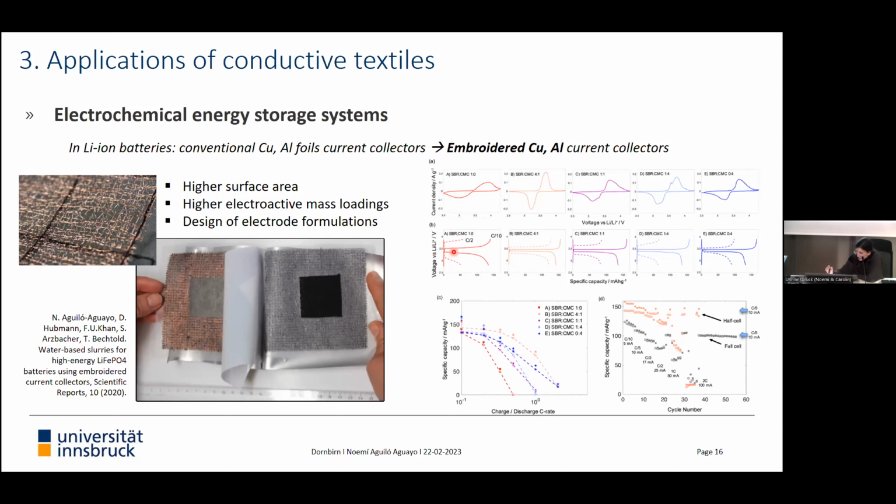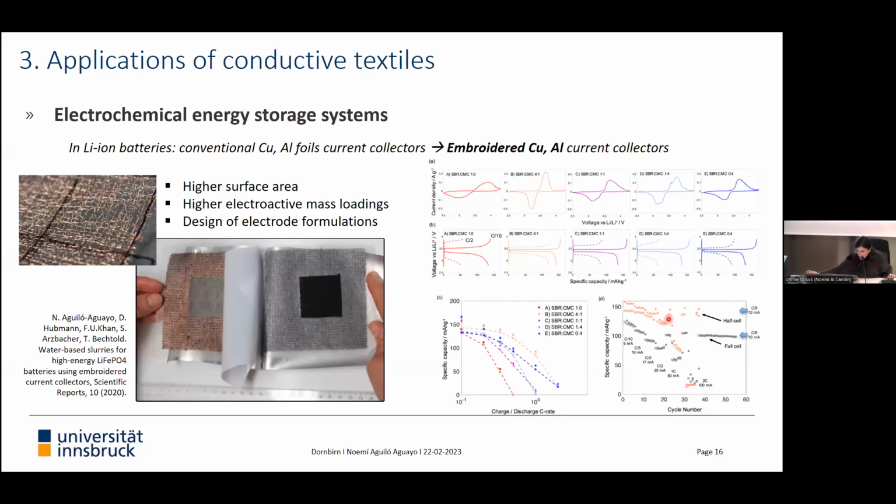So here you can see the different behaviors when we charge and discharge the battery, the capacity, how much energy these batteries can have. And then here we were doing some experiments increasing the current, and also over time, how stable the batteries were.